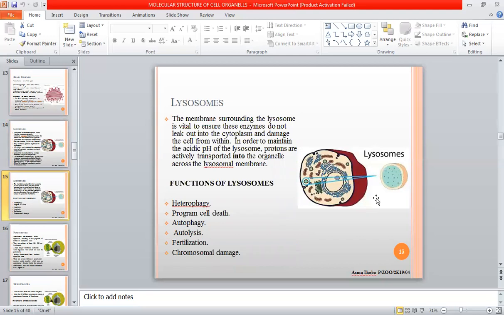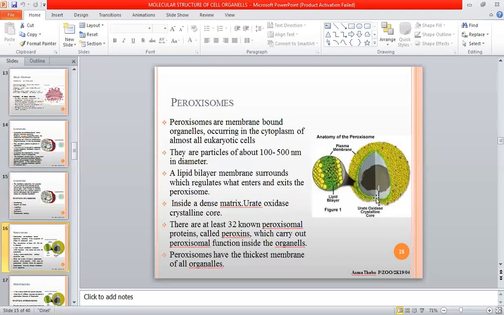Lysosome functions are heterophagy, programmed cell death, autophagy, autolysis, fertilization, and chromosomal damage. It means, as we said, that they do both types of functioning, extracellular and intracellular digestion. Sometimes they secrete enzymes and eat their own membrane. Such a term is known as autophagy or autolysis. One of the functions is called apoptosis or programmed cell death, which also occurs due to lysosomal activity. And heterophagy means they destroy or eat extracellular material or substances.